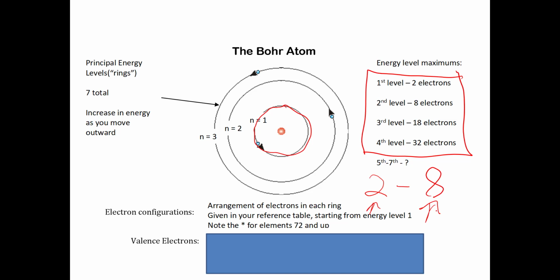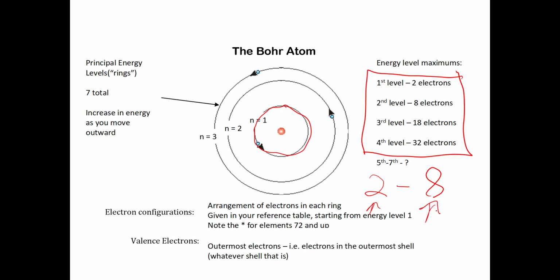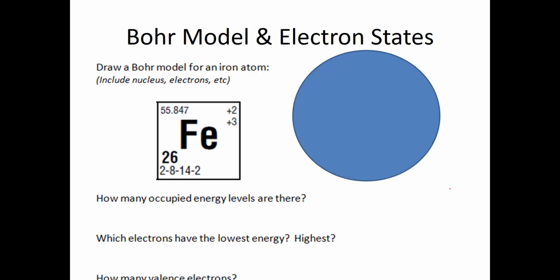Which goes back to the next term, valence electrons. Valence electrons are the outermost electrons. They are the electrons in the outermost shell. So in this case, my outermost would be my second principal energy level. So these would be what's known as my valence electrons. In this case, I would have 8 valence electrons. So, Bohr model and electron states.